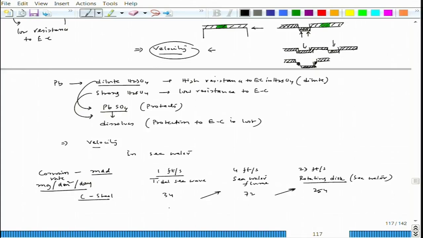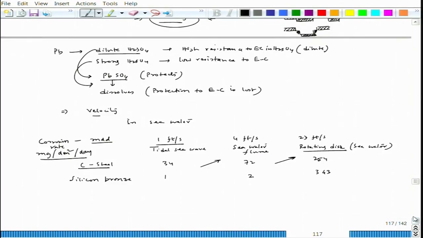Now if we consider silicon bronze, at 1 feet per second the corrosion rate is 1 MDD, and then it is 2 MDD when it is 4 feet per second, and then it becomes quite a jump, 343 MDD. So that is the kind of increase in erosion corrosion that happens once the speed increases beyond a critical limit. And as I was giving an example of titanium, it has a very, very minimal effect towards erosion corrosion.